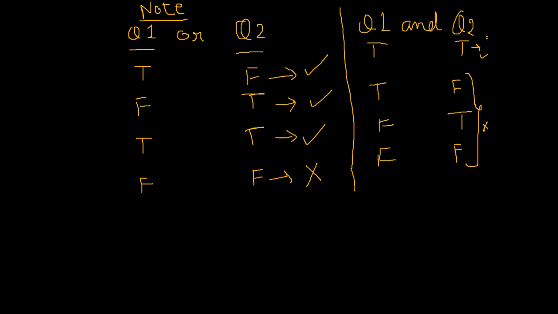Okay, so I hope it is understood that when it is given that you have to perform question number 1 and 2, it means you have to do both the questions, only then can you get the marks. But if it is given that you can do either question number 1 or question number 2, then if you attempt any one of the questions, you will still get the marks, right? So this is basically the common difference between the and and or operators.